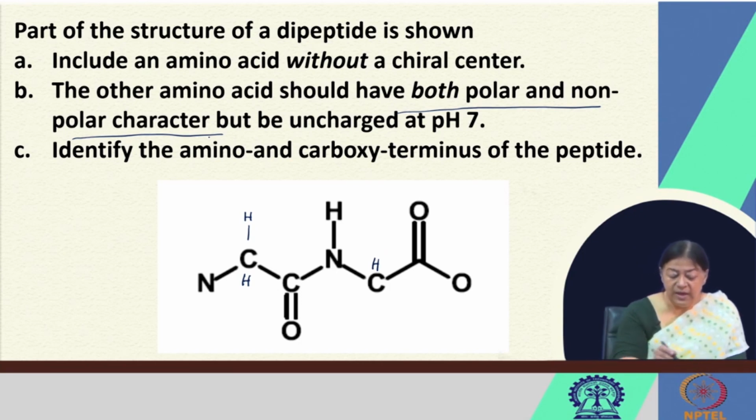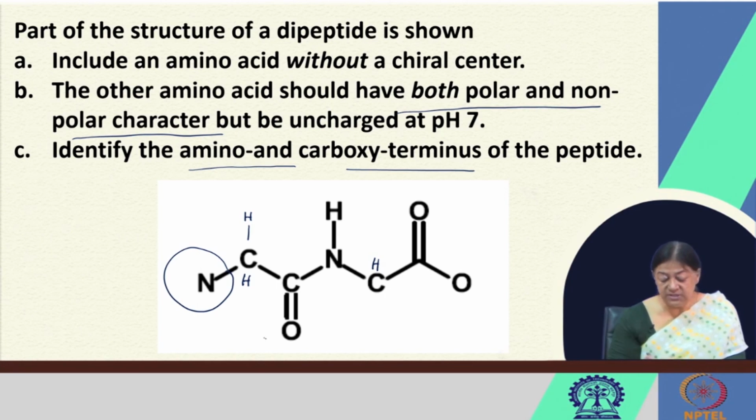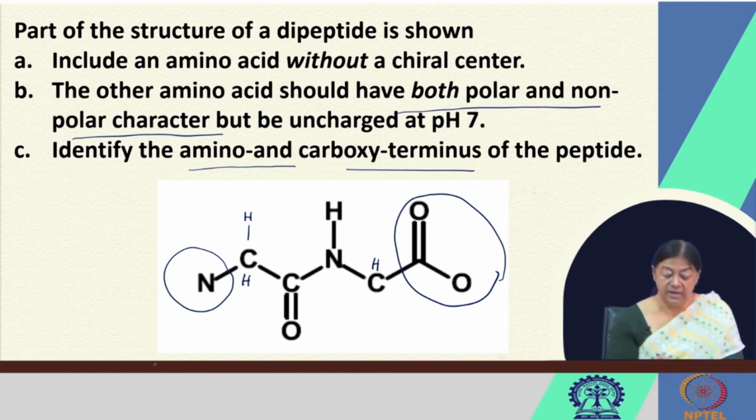And then we have to identify the amino and the carboxy terminus. We know that this is the amino terminus, this is the carboxy terminus of this specific dipeptide, and depending upon what we have present here, we can determine even the pI. And where is our peptide bond? This is our peptide bond.